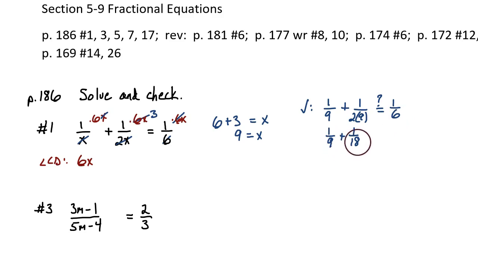This denominator is 9 and this denominator is 18. To add fractions, you have to have the same denominator. We can change this to 18 if we times by 2 and in the top. So now this is 2 over 18 plus 1 over 18. This adds to 3 over 18. And 3 over 18 does reduce to 1/6. Our answer checks out, so now we can circle it, x equals 9.